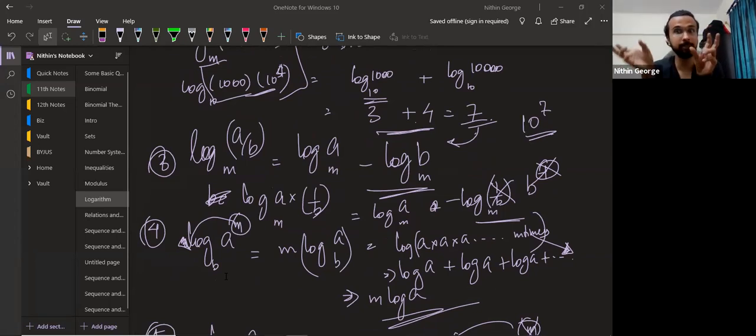So then what did we discuss before? Log A plus log 1 by B. What does that become? Log A plus log B power minus 1. You take the power down, it becomes log A minus log B. That should be a good enough proof for why log A by B equals log A minus log B. All right. I hope you guys understood.